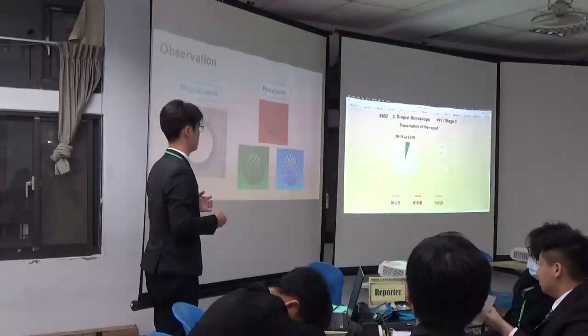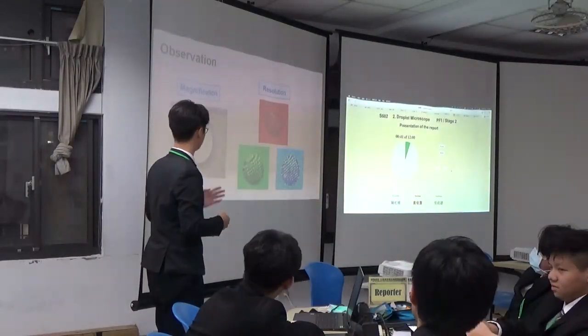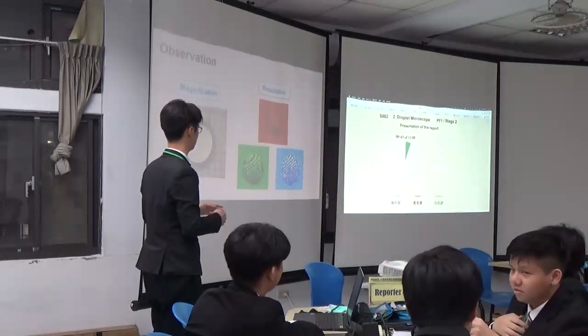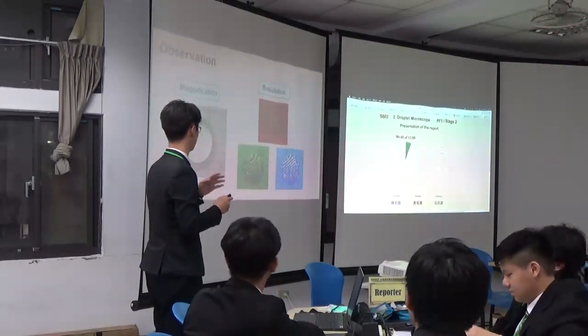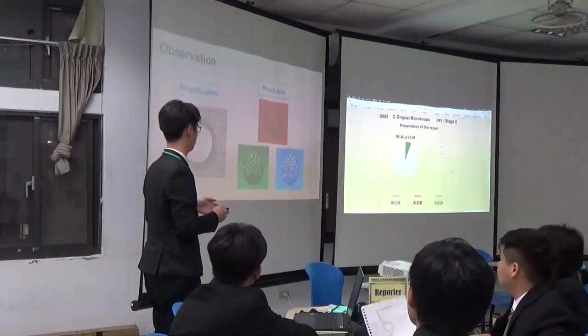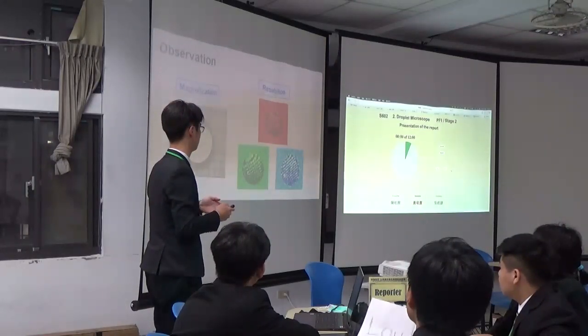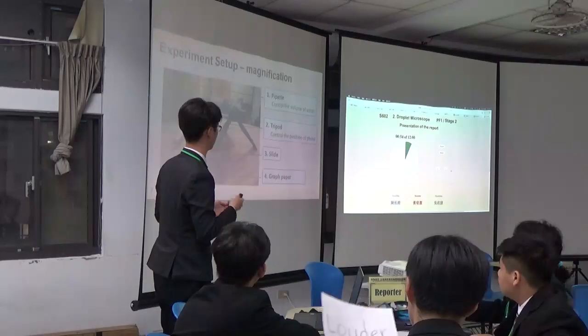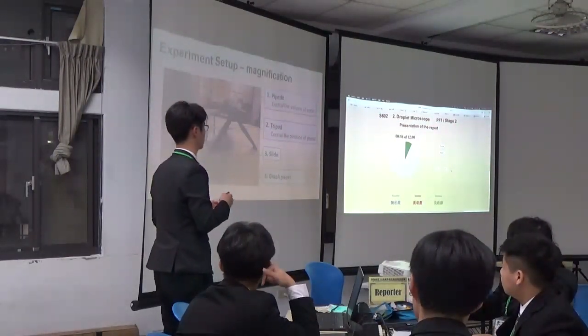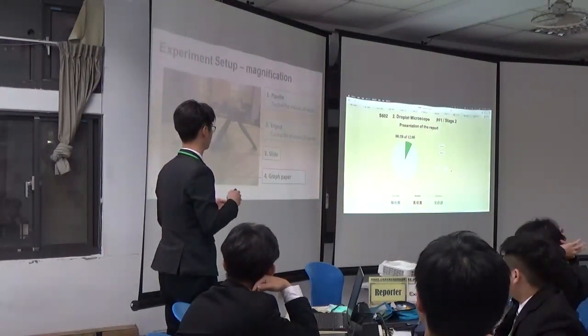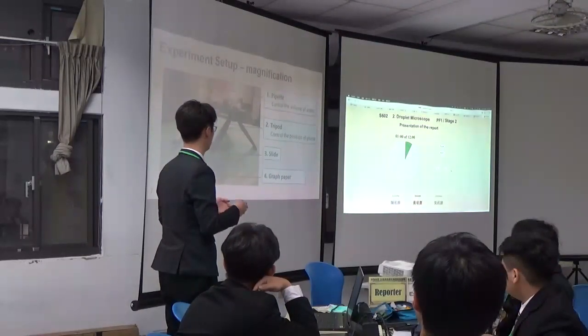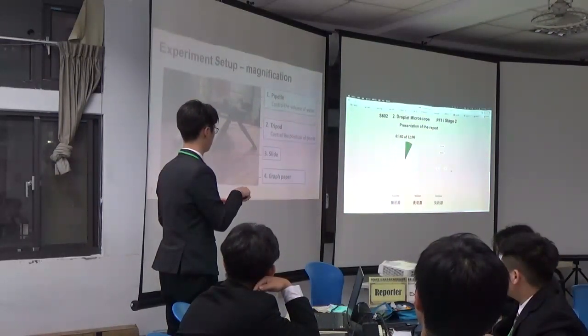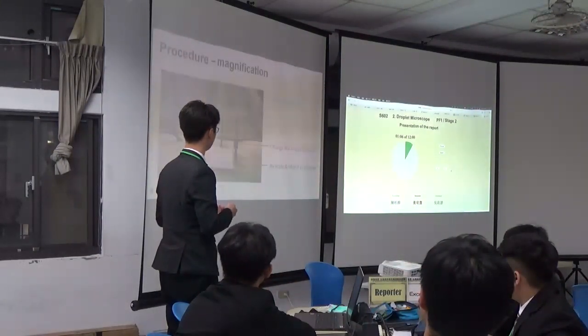Okay. And for my observation, you can see that the section covered by the droplets will be magnified. And when I use different methods of light, the resolution will also be different. And this is my experiment setup for magnification. First, I use a pipette to control the volume of water, and also use a tripod to control the position of the phone. And I put the water on the slide, and I put the graph paper onto the slide.